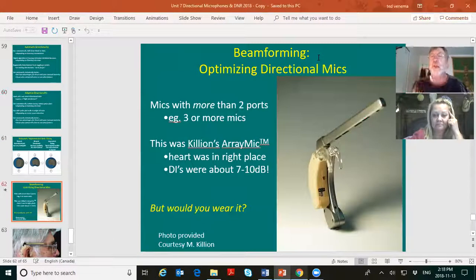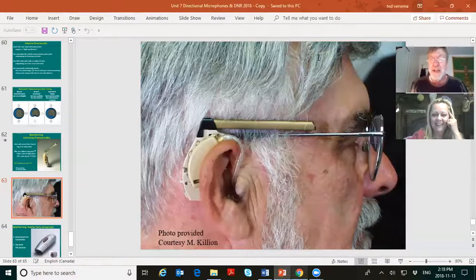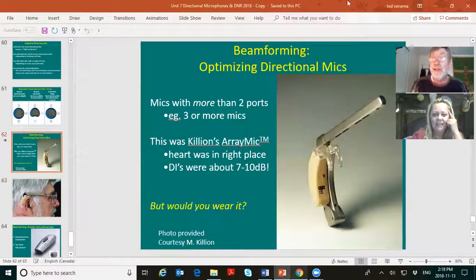Anyway, here's beamforming. Now look at that, looks like a dang gun. And here's what it would look like on the side of your head. That's why most people aren't wearing these things, okay? But this directional mic has lots of ports.